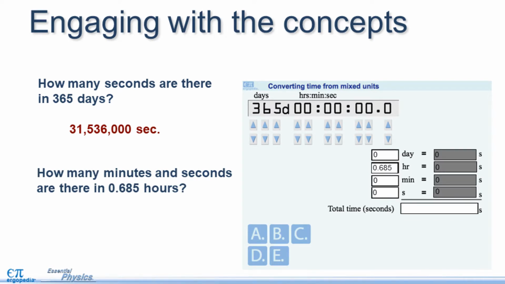So let's try another one. How many minutes and seconds are there in 0.685 hours? So go ahead and type in 0.685 hours in the box. The pop-up window will actually give you the answer, which is 41 minutes and 6 seconds. In order to keep practicing these conversions, if you click on C, D, and E on the letters below, you can go ahead and practice some more.